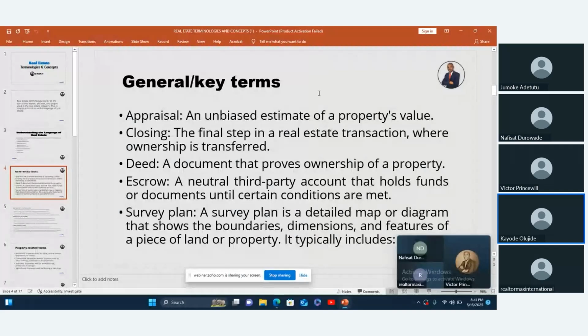While we are preparing all the documentation needed, where they need to sign, the family head, the secretary, all of them will sign. And we as a company also sign. After the signing, and we have confirmed that all the necessary conditions have been met by the landowners, that is when the payment comes in. So escrow is a neutral third-party account that holds funds or documents until conditions are met.